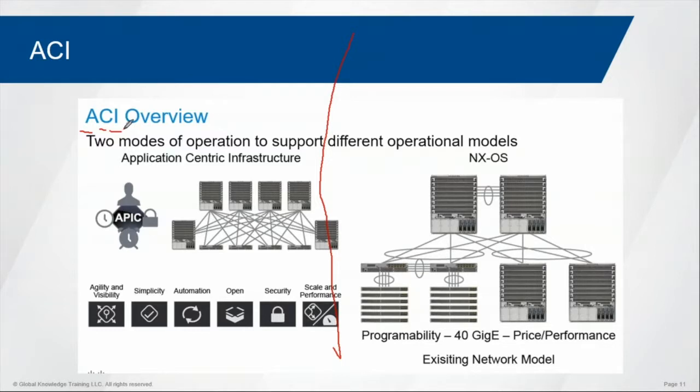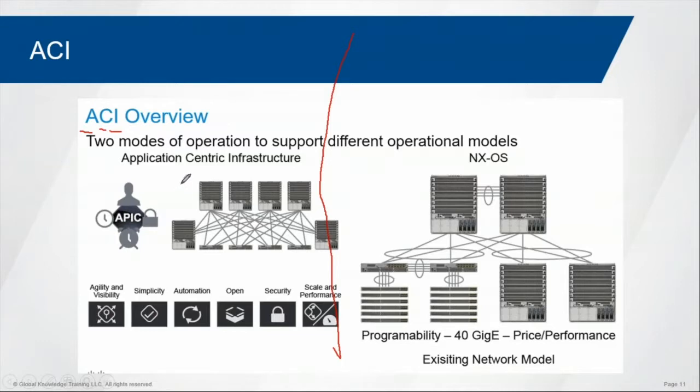ACI is a Cisco product that by definition is software-defined networking with declarative programming in the data center. So to be clear, ACI has nothing to do with the campus network. We'll see another solution for that. ACI is not about WAN connection or IP backbone. That's not its point. ACI is in the data center, software-defined networking.